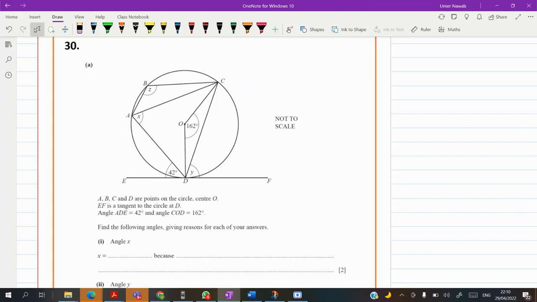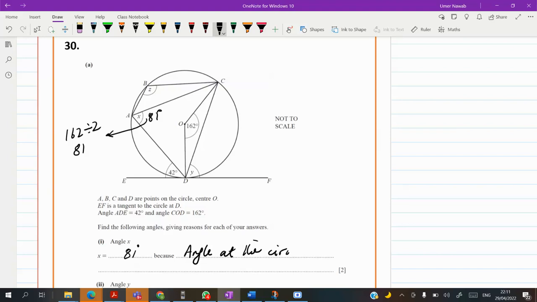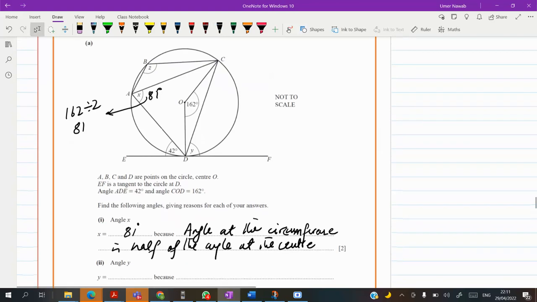Next, 30. In question number 30, guys, he says you need to find x. So x is easy. Half the angle, 162 divided by 2, which is 81. The angle at the circumference is half of the angle at the center subtended by the same arc.